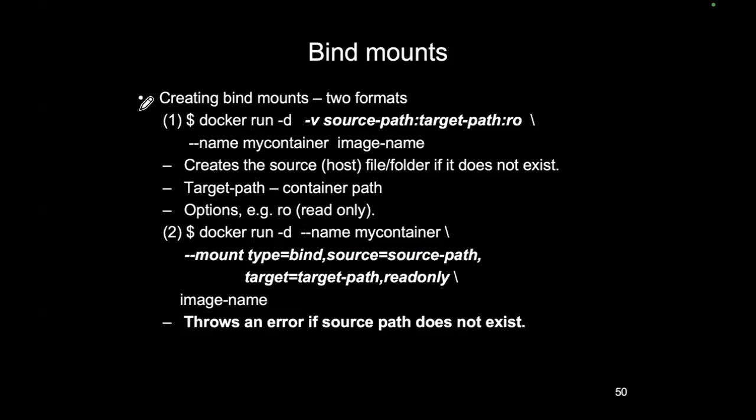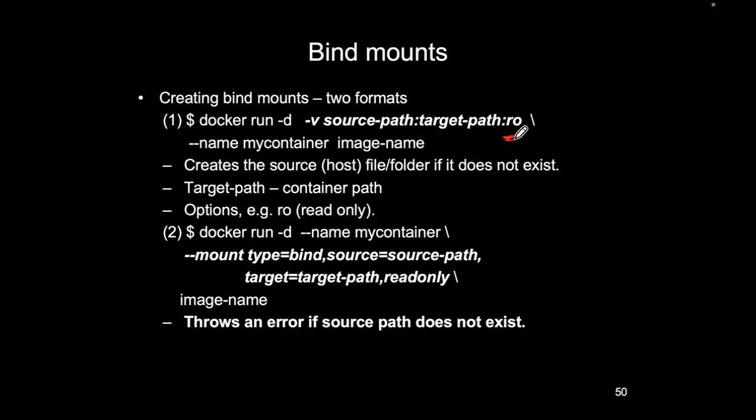So, more on bind mounts. There are two ways we can create bind mounts. This is the way we've seen already. In general, it's the -v option, then the source path name, by which we mean the host path name of the file or folder that we want mapped into the container, colon, and the target path name, which is the container's path name where we want it mapped to, colon, and then there are some options that you can specify.